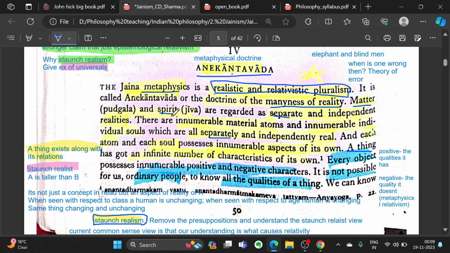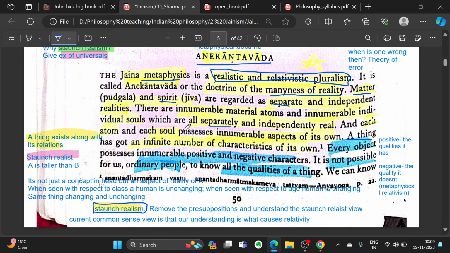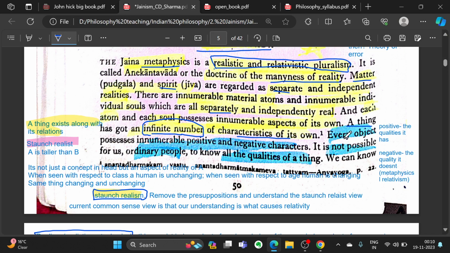We have already seen that Jaina is pluralistic. Now let's focus on this line. A thing has got an infinite number of characteristics of its own. Okay, you can relate this with many-sidedness of reality, right? But how many sides are there? We have not talked about that right now. They are saying that there are infinite sides of reality. Okay, we will come into this now. So every object possesses innumerable positive and negative characteristics. Now they are also saying that there are positive characteristics and there are negative characteristics. It is not possible for us. Okay, so this we will come to later. Now let's understand these two lines.